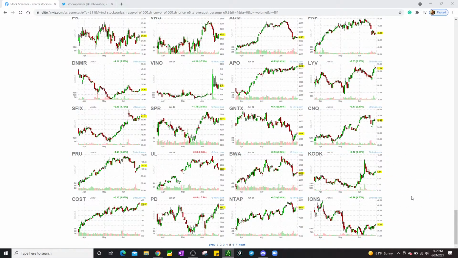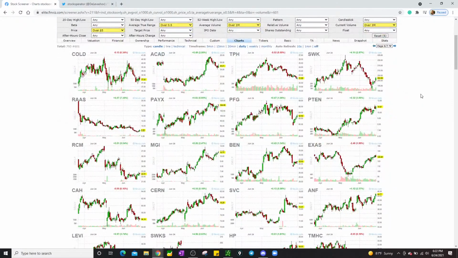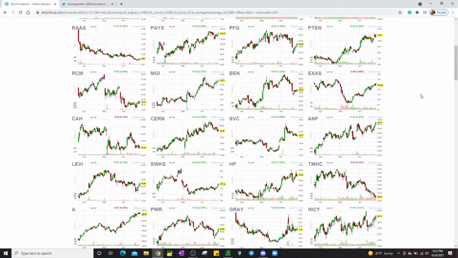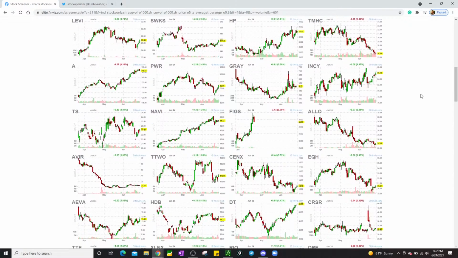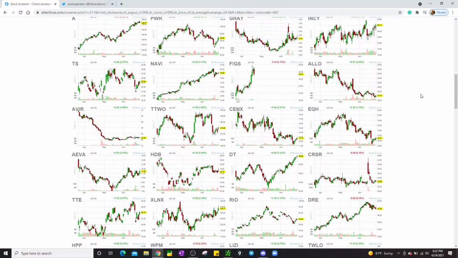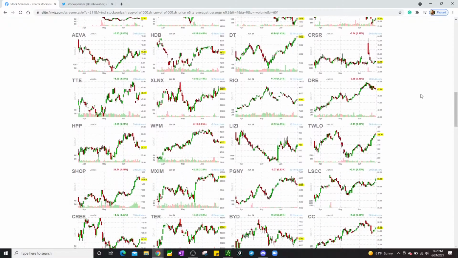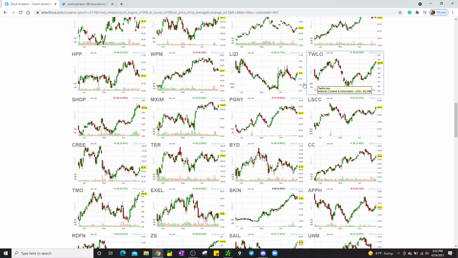Kodak, probably short squeeze setup here. It's trying to curl here over $9. So on this Kodak, let's see, I'm gonna check the intraday chart there. So honestly, I don't see a lot of good setups. This one looks pretty good for the short setup.